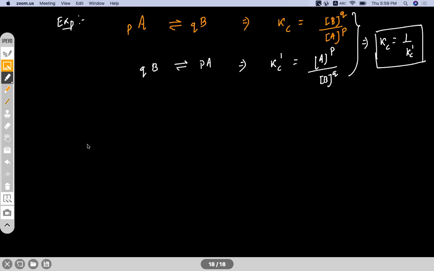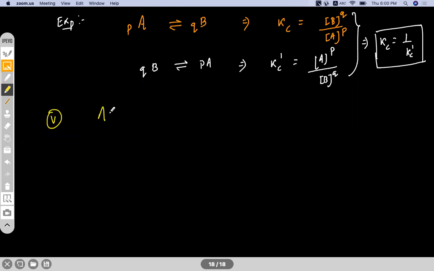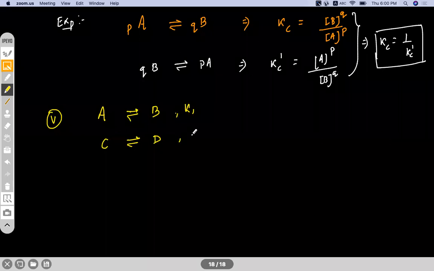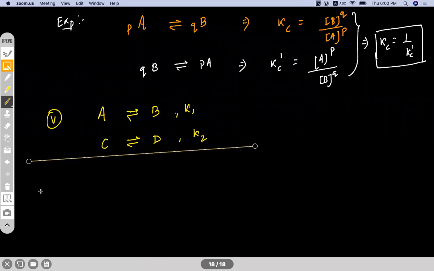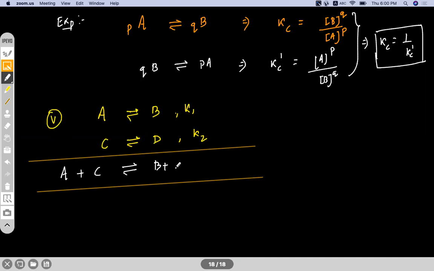Acha. Now, the next one is, suppose we have two reactions. One is A gives B and the other one is C gives D. It is K1 for this equilibrium constant and K2 for this equilibrium constant. If you add the two reactions, so A plus C gives B plus D. So we need to find out the equilibrium constant of this new reaction we have. That would be concentration of B into concentration of D by concentration of A into concentration of C.